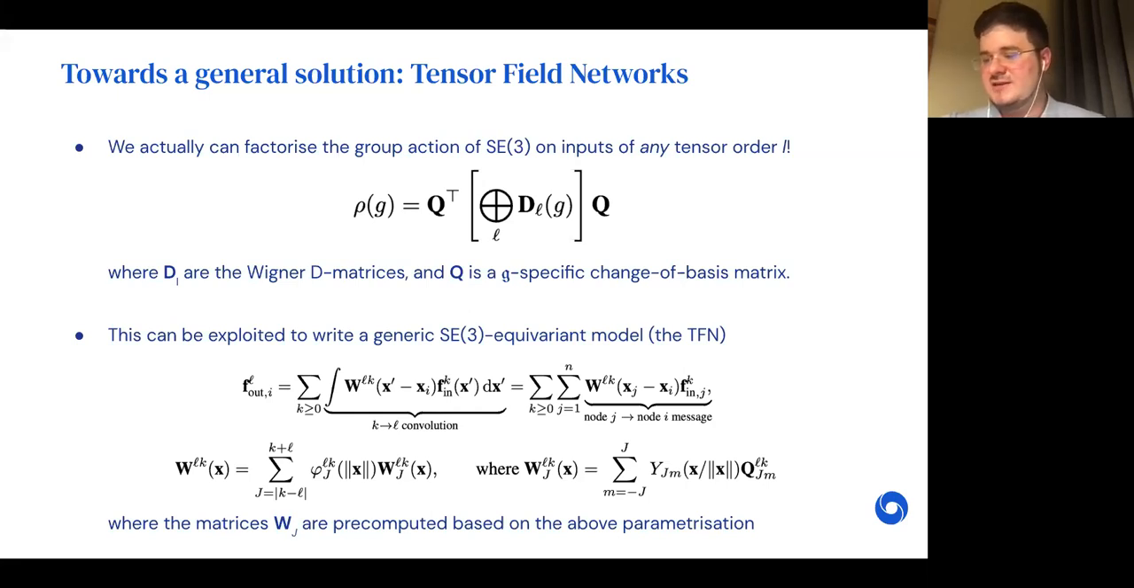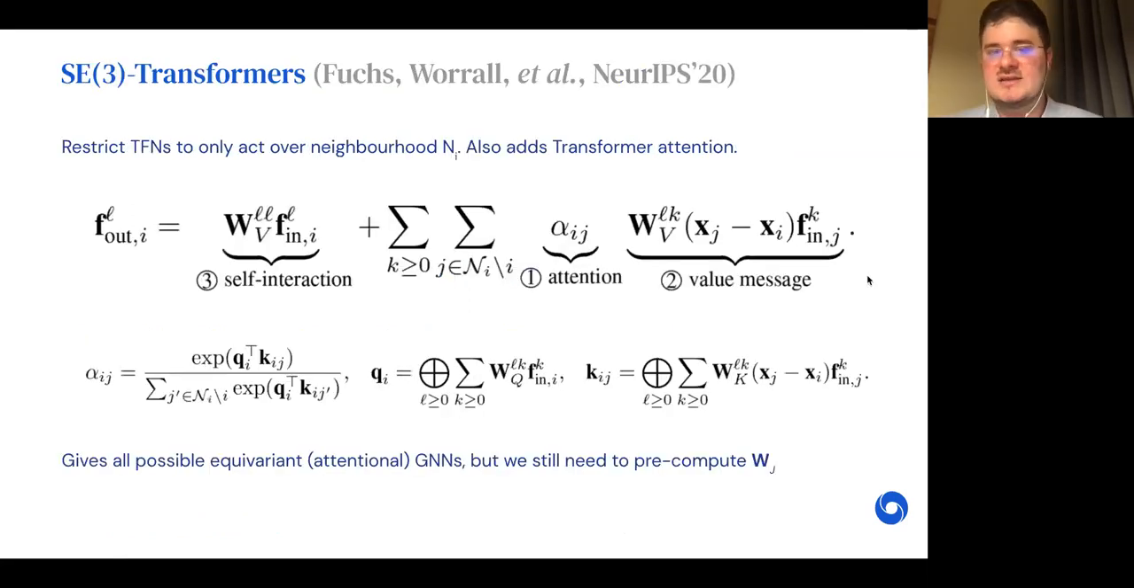So you have scalar features, vector features, matrix features, and so on, and they all combine together in this kind of convolution from order k ones to order l ones. And the matrices that govern the interaction between them are pre-computed based on these Wigner matrices above. And this idea is then further expanded to the realm of graph networks with this fantastic paper on SE(3) transformers from Fabian Fuchs, Daniel Worrall, and others. In this particular case, they just take the idea of tensor field networks, which worked over general point clouds, and restrict it to only act over neighborhoods, much like a graph net would. And they also add support for transformer attention. So this particular layer will allow you to tensor up as much as you want, and it will still give you correct outputs, but you still need to pre-compute these W matrices that give you the interactions.